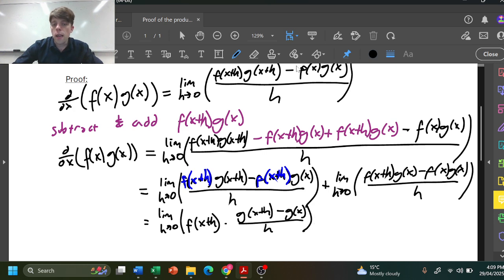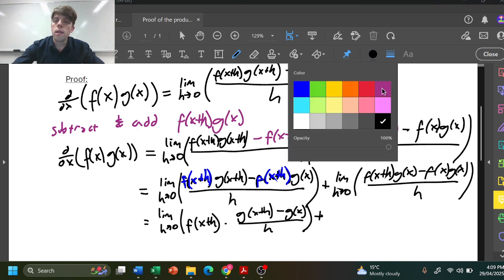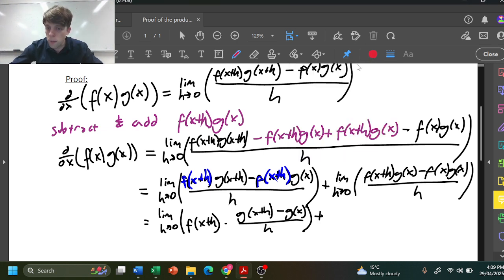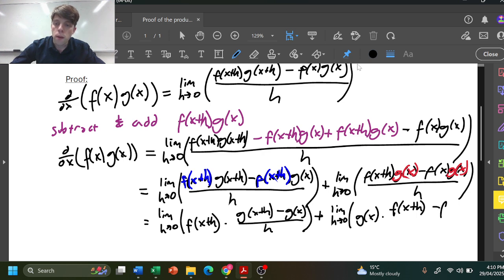Okay, and for the second limit, we can see that there is also a common factor. There's a common factor of g of x. There's a g of x there, and a g of x there. So once again, we can take this out as a common factor. This second limit is going to be equal to the limit as h goes to 0 of, and again we take out that g of x, put it out the front here, g of x times f of x plus h minus f of x over h.